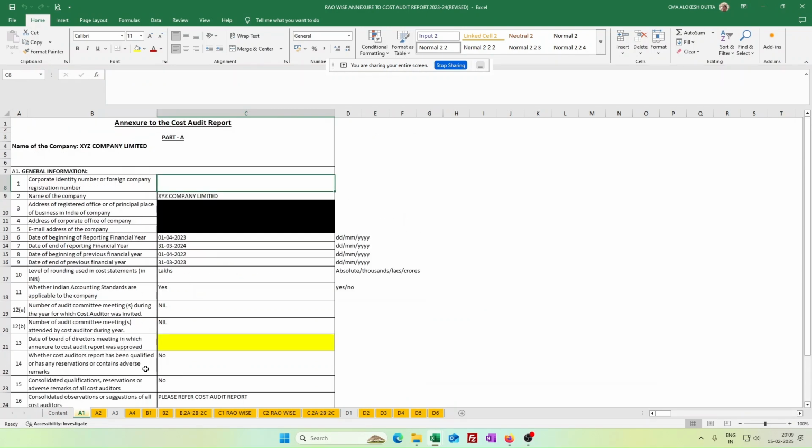First, you have to see this is annexure A1, that means para A part 1. Here you have to see the corporate identity number, name of the company, address of the registered office, email address, date of beginning of the reporting period, date of ending of the reporting period, date of beginning of the previous year, date of end of the previous year, level of rounding up, whether accounting standards are applicable to the company or not.